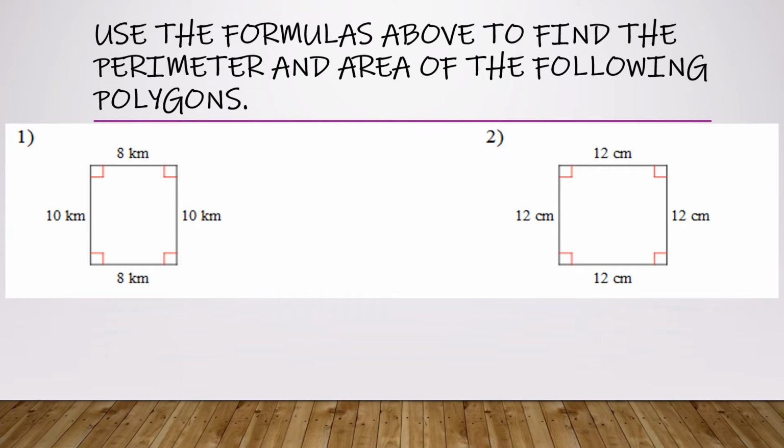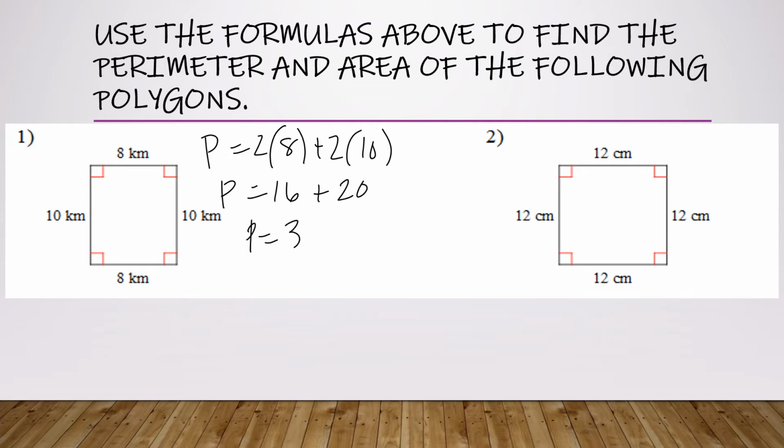So for number 1, the perimeter of a rectangle is 2 times one side plus 2 times the other. If I multiply 2 times 8, I get 16. 2 times 10 is 20. If I add those two together, I get 36 kilometers. You need to have units there. If you do not have units, I will mark it wrong. As long as they give you units, you should have units in your answer.